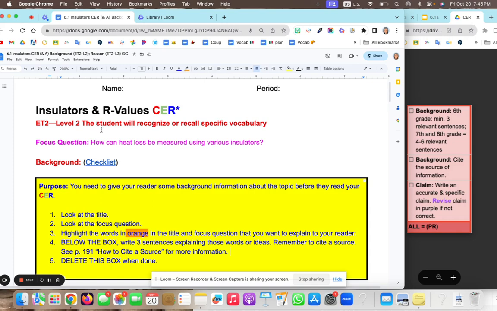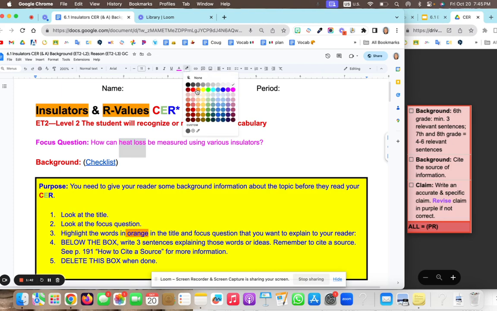So right now I want you to pause your video so you have this document up, and I want you to take a moment to read the title, read the focus question, and what word or words would you highlight? So take a moment to do that first. Okay, so hopefully you highlighted insulators and you highlighted R values. You could also maybe highlight heat loss, but definitely insulators and R values are going to be the two main terms that come up.